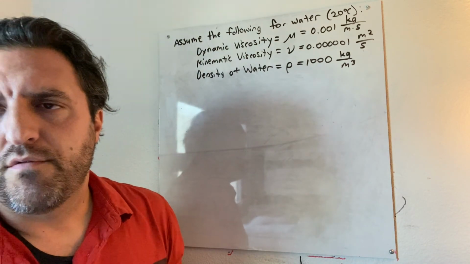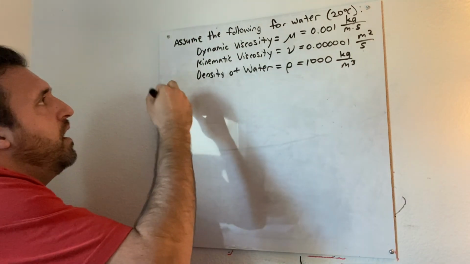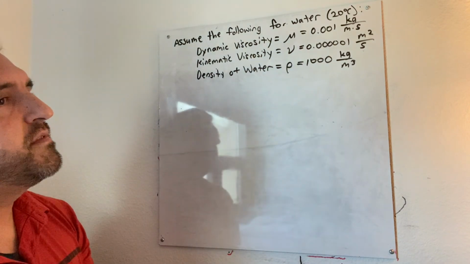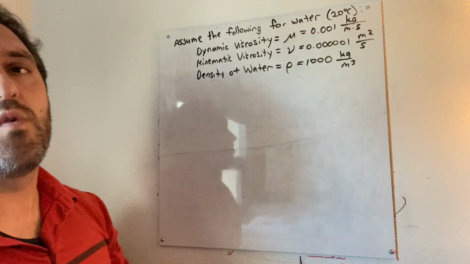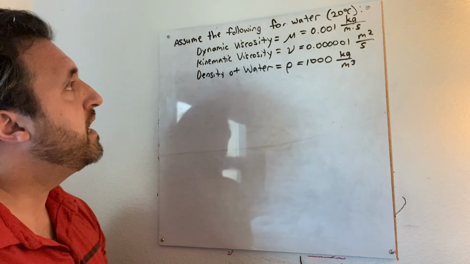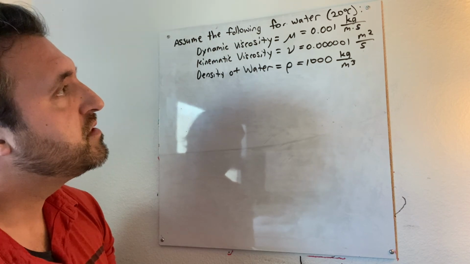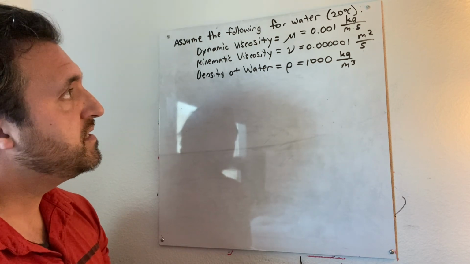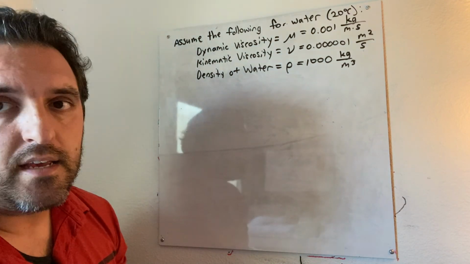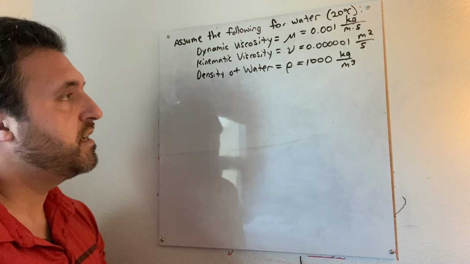So if we start with Stokes' law, first we're going to have to make a few assumptions. For the purpose of this example calculation, we can just assume water with the following characteristics. At about 20 degrees Celsius, water has a dynamic viscosity of 0.001 kilograms per meter per second and a kinematic viscosity of 10 to the negative 6th meters squared per second. And the density, we can assume it to be equal to 1,000 kilograms per cubic meter for this example.